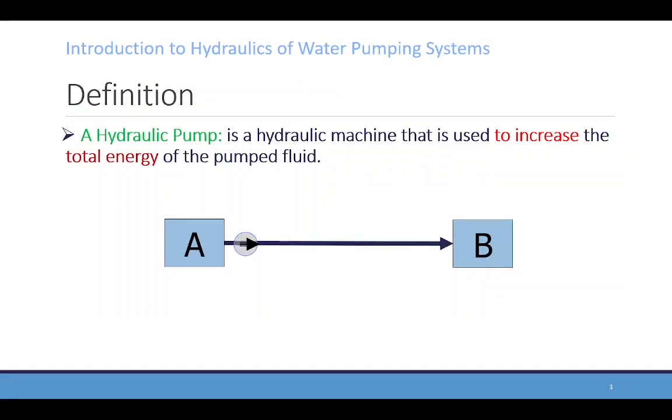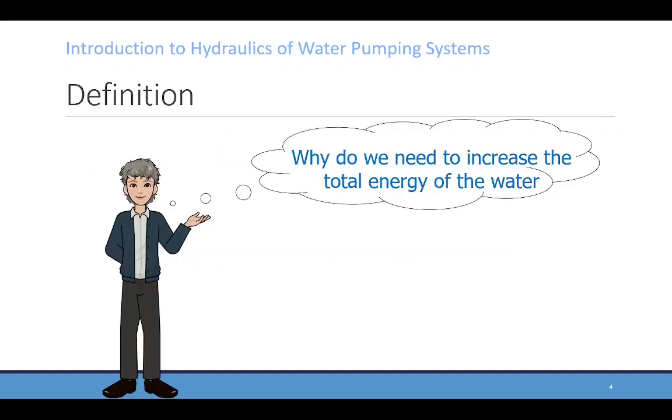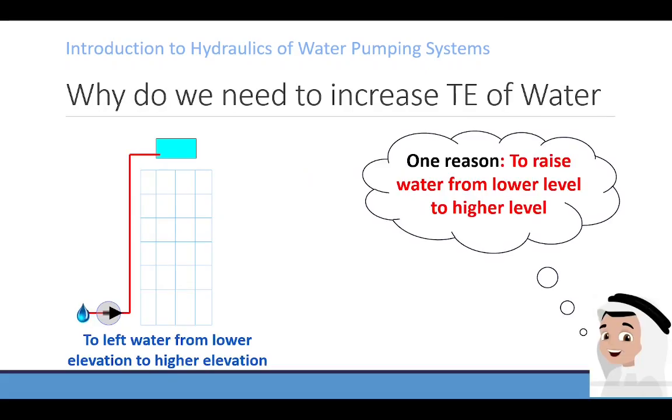So let's start by first defining what it means by a hydraulic pump. A hydraulic pump is just a hydraulic machine that is used to increase the total energy of the pumped fluid and the pumped liquid. The question here might be asked: why do we need to increase the total energy of the water or the pumped fluid? This might be because of many reasons. The first reason is to raise the water from a lower level to a higher level. In order to do that, we need to increase the energy of the pumped water.